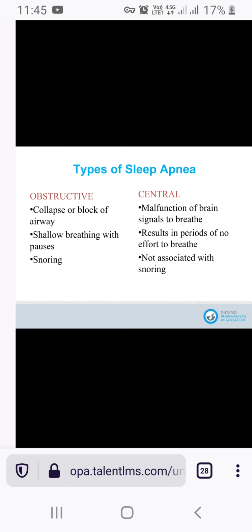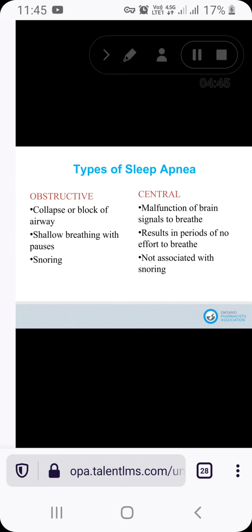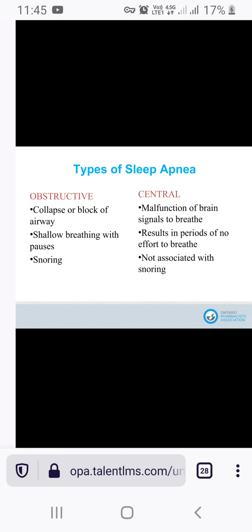So what are the two different kinds of sleep apnea? The most common one we know about is obstructive sleep apnea. That tends to be the overweight male with a big neck who snores during the night. The airway starts collapsing, and that's a physical thing that's happening. And usually there's a lot of snoring. Central sleep apnea is when something goes wrong with the brain signals that tell us to breathe while we're sleeping. They may have long periods of making no effort to breathe.